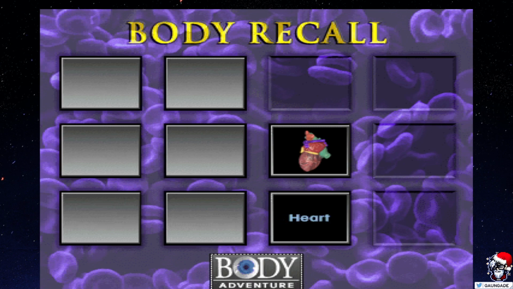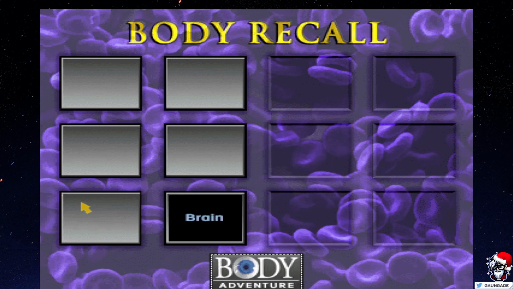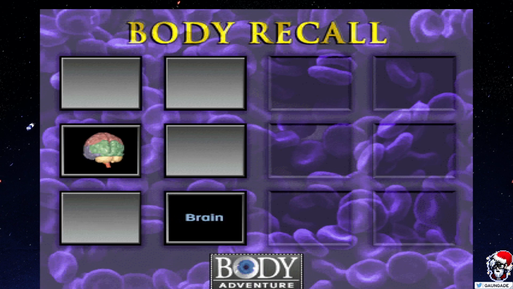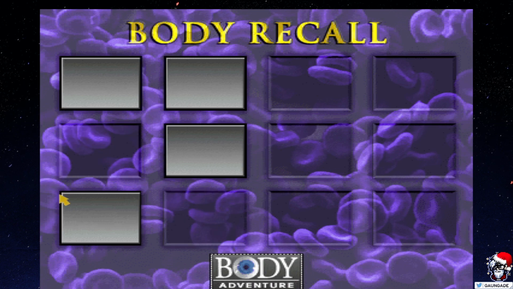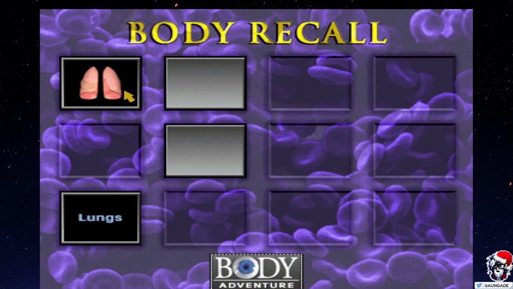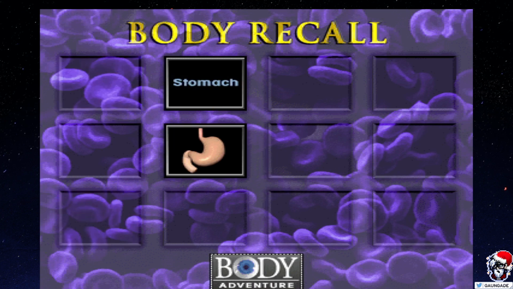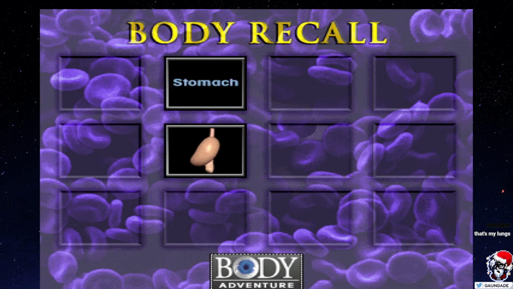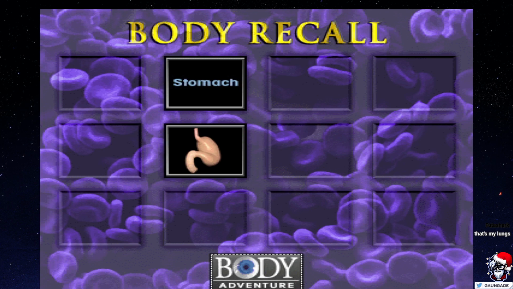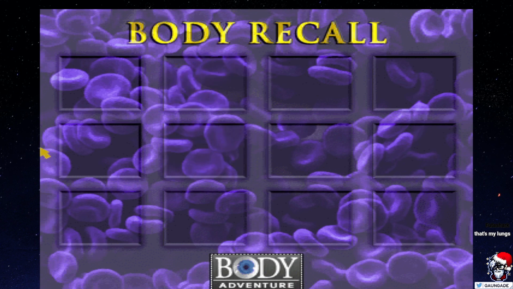Ooh. Brain. Lungs. Stomach. Penis. Yo, look at that stomach go. Damn. Look at the moves. Great job.